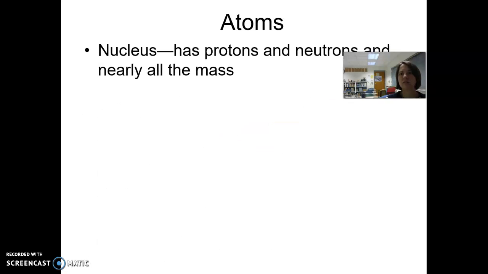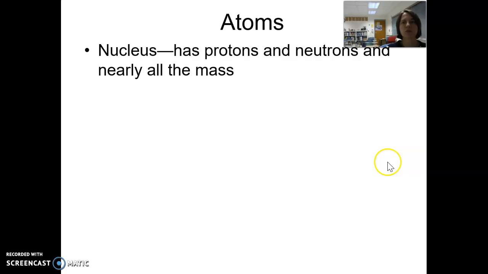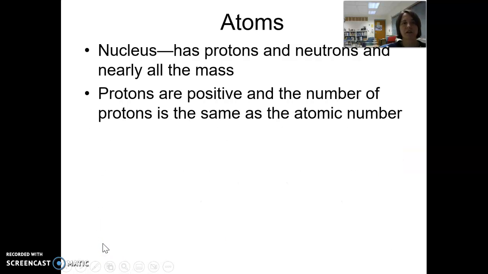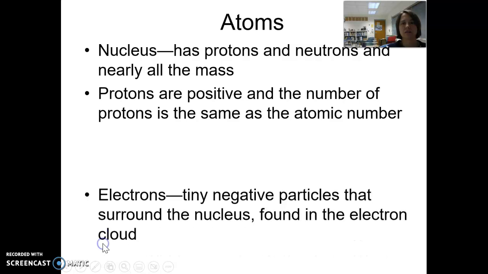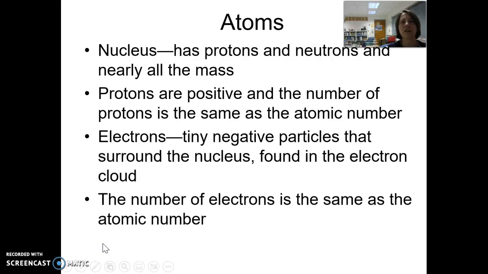All right, atoms. Please write this down. The nucleus has protons and neutrons and nearly all of the mass. Protons are positive, and the number of protons is the same as the atomic number. Electrons are tiny negative particles that surround the nucleus, and they are found in the electron cloud. The number of electrons is the same as the atomic number if you have a neutral atom. We'll get into ions and all that later.